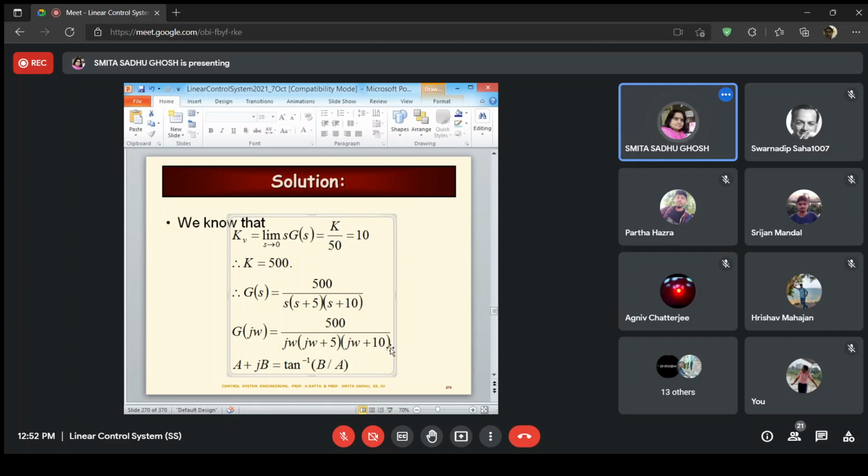Similarly, from the last one, that is this j omega plus 10, the contribution is going to be minus tan inverse of omega by 10. So overall, if I look at the phase from this, I'll just write that because it doesn't seem that you are very much comfortable with it. So that's why let us just write it. Tan inverse of, okay.